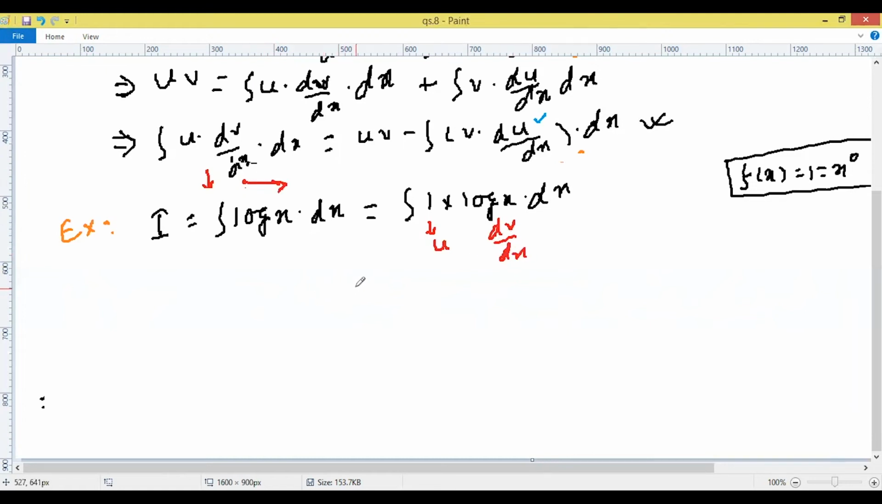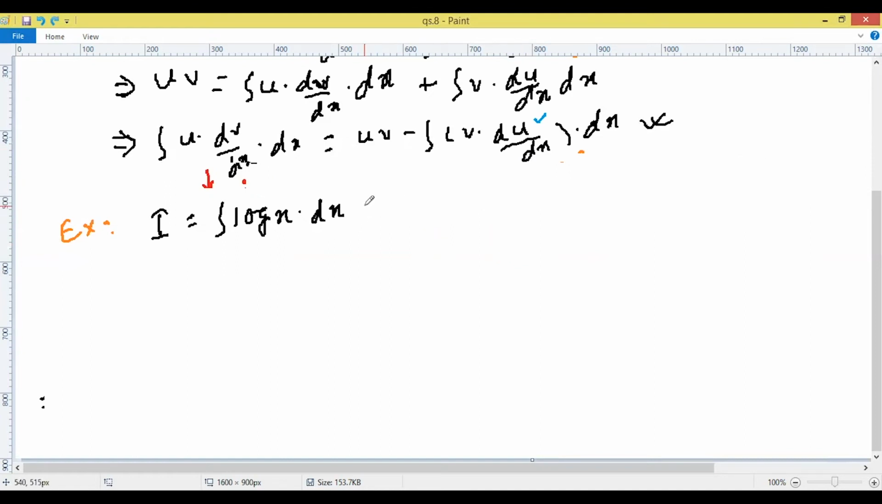What can you think of, what happens? If you find du by dx as is required here, it's going to be 0, and the term will vanish. And if you put dv by dx as log x, then what happens? It will be 1 by x. Okay, so the good idea is that you see here du by dx, so we put log x in place of u and 1 in place of dv by dx. So let's check that way.